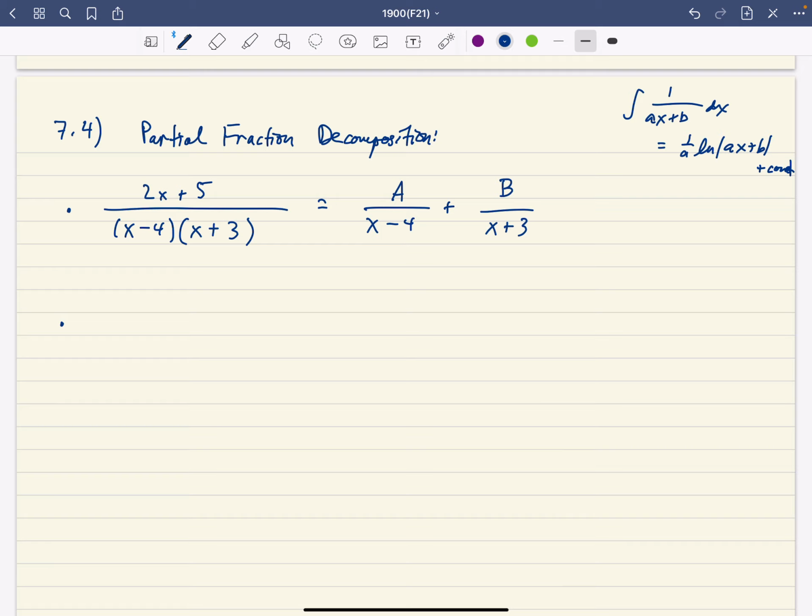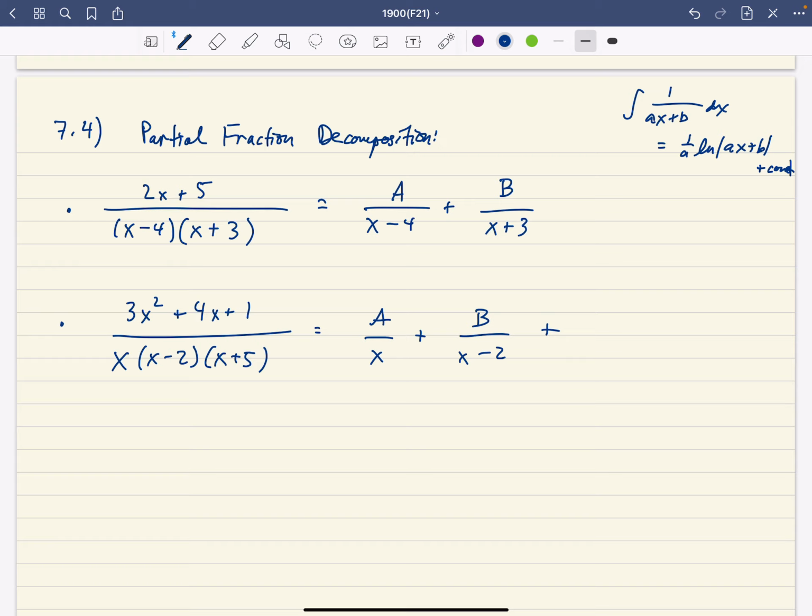And so if you were to have something like 3x squared plus 4x plus 1 all over x times x minus 2 times x plus 5, you would just get a partial fraction decomposition in the shape of a over x plus b over x minus 2 plus c over x plus 5. And that's it. That's all you have to worry about.